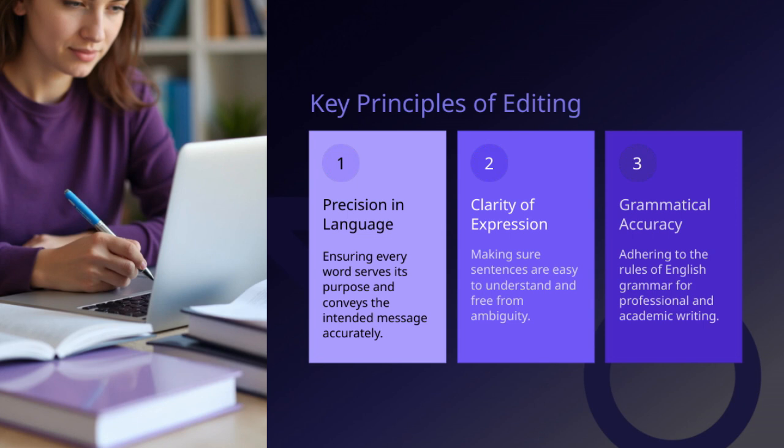Finally, there's precision in language. This means every word should serve a purpose. We select our words carefully to convey exactly what we mean, avoiding unnecessary or vague language. When we do this well, our writing is concise and impactful. Together, these principles support our overall goal, communicating ideas effectively and professionally. By paying attention to these key points, we can improve the quality of our writing and ensure our message is clear and persuasive.